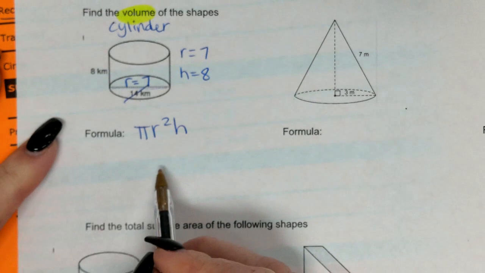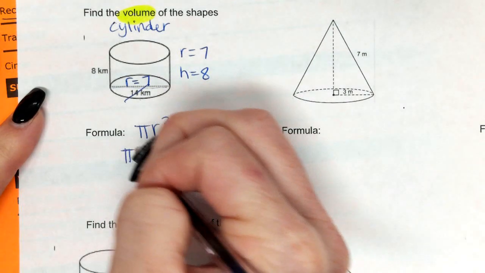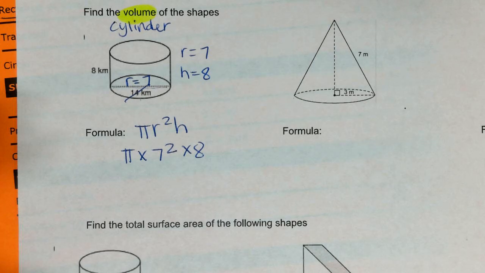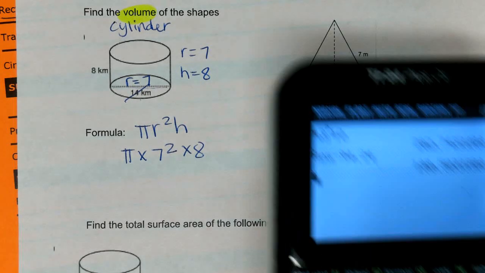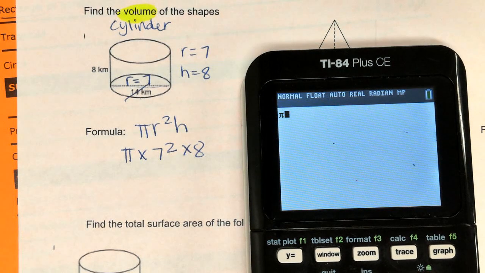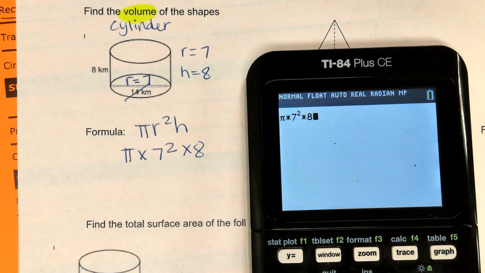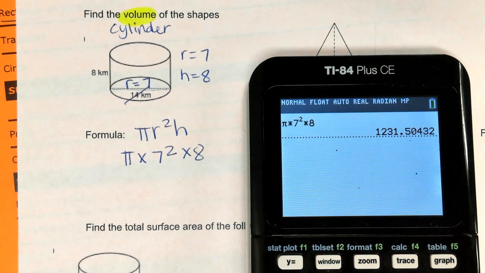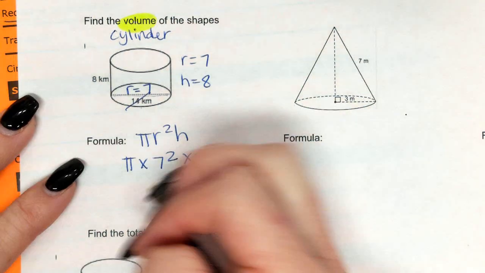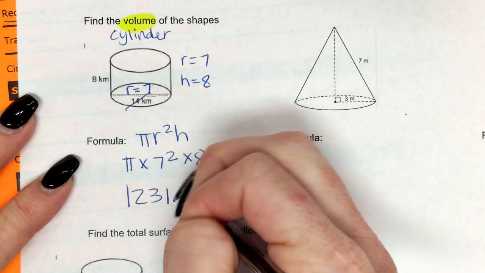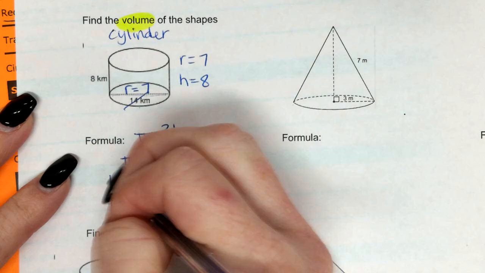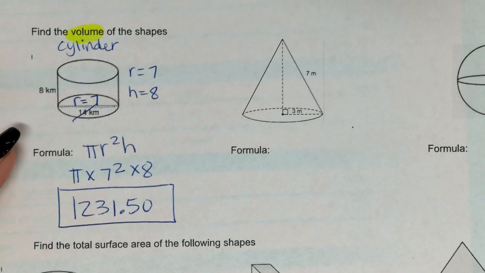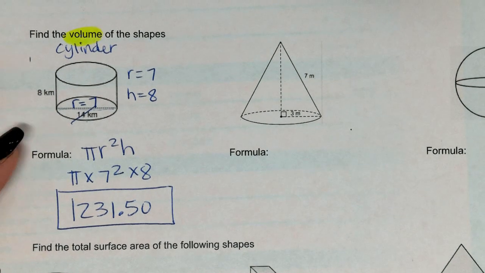So I plug it in to this formula. Pi times 7 squared times 8, and I simply type that into my calculator and hit enter. And that's my answer. Do I have to write that whole thing? No. My answer is 1,231.50, or 0.5 would be perfectly fine. Y'all better stay focused. You have a CBA on this on Friday.